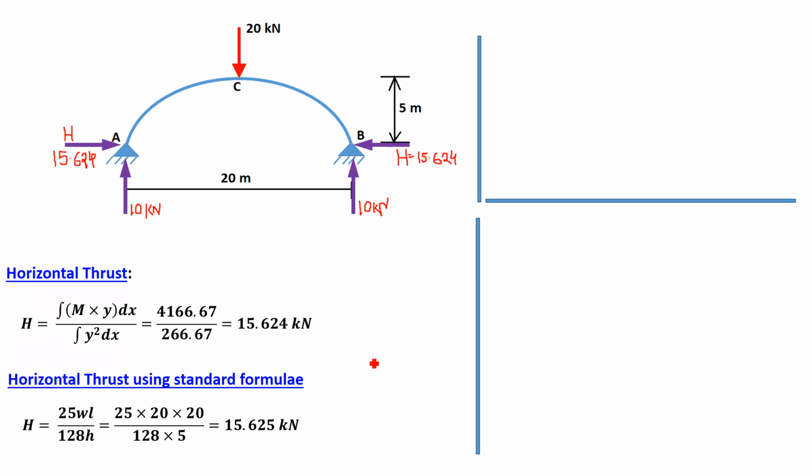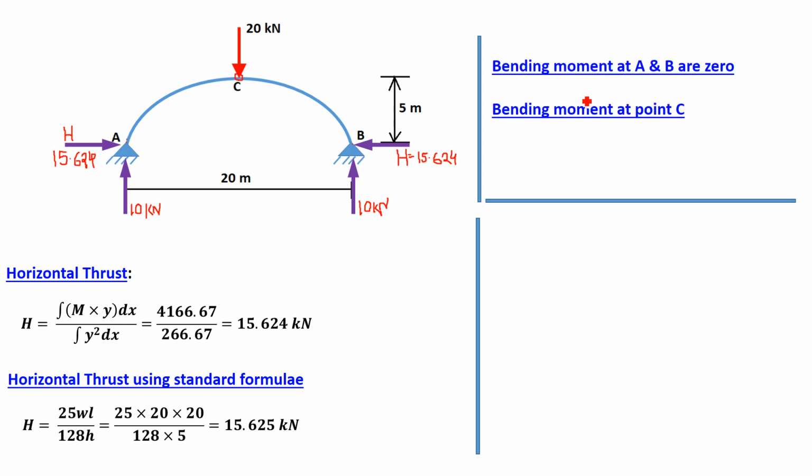Okay. Now one more question is asked in the numerical, that is to draw the bending moment diagram. We know that if the end of the structure is a simple support, it may be a hinge, it may be a roller, bending moment is always equal to 0 at a simple support. So bending moment at A and bending moment at B must be equal to 0. Now to plot the bending moment diagram, we must know one more point. So we will calculate the bending moment at point C.